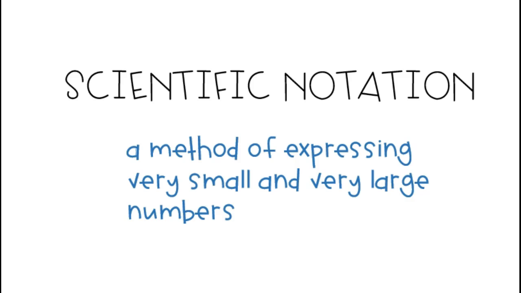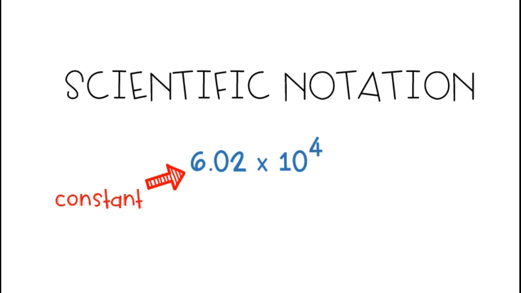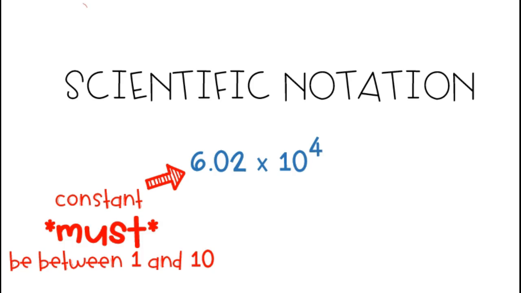We're going to give you an example of scientific notation: 6.02 times 10 to the 4th power. There are a couple different parts that are involved with scientific notation, and the first one is a constant. This constant here is 6.02. And to be considered as scientific notation, the constant must be between 1 and 10. 6.02 is a number between 1 and 10.